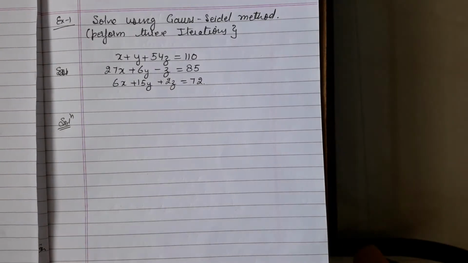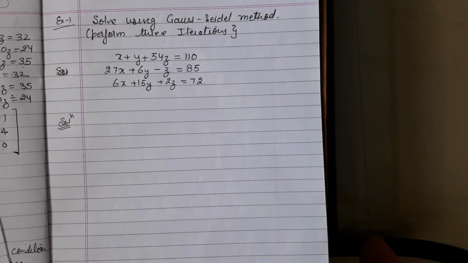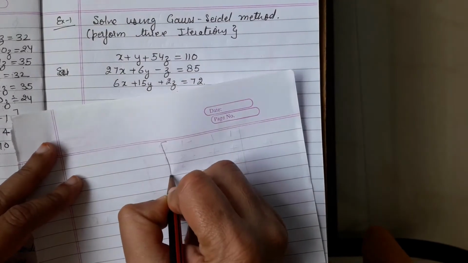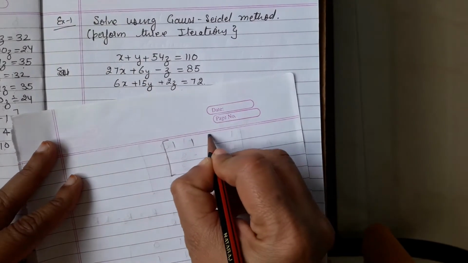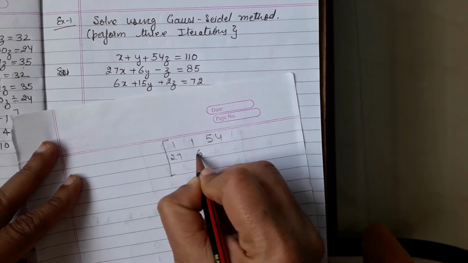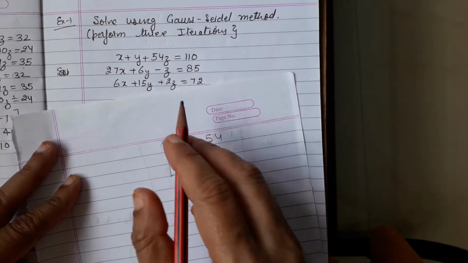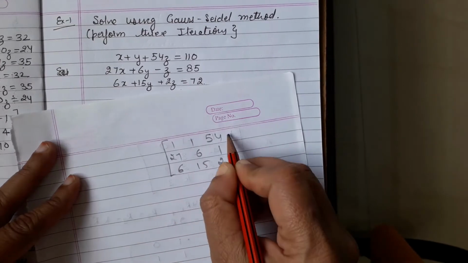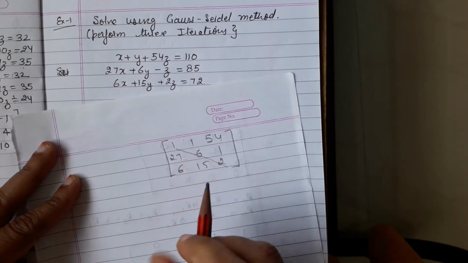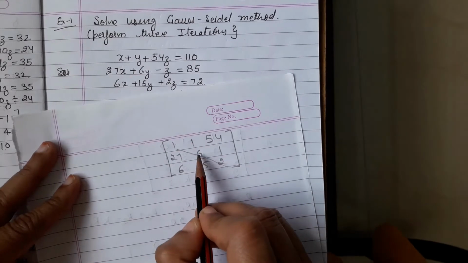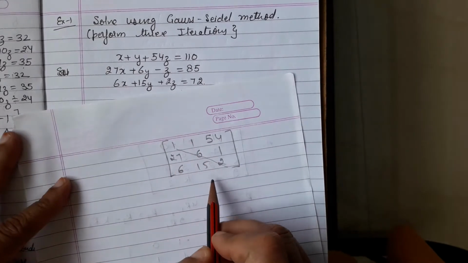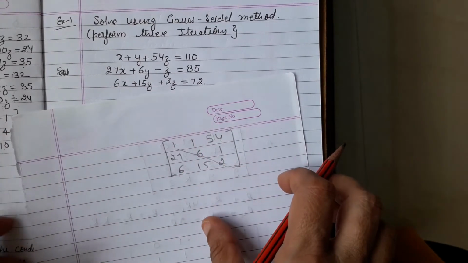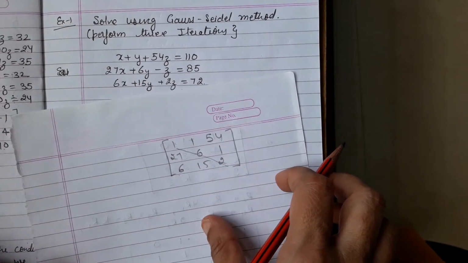For that, if we can do it directly, that's good, otherwise we can take a rough page and check. So let's write the coefficient matrix: 1 1 54, 27 6 1, and 6 15 2. I am skipping the minus signs as we need to take the modulus. Now these are the diagonal elements. So 1 is not greater than these two, 15 is not greater than these two, and 2 is not greater than 21. So the given set is not diagonally dominant, so we have to rearrange it.